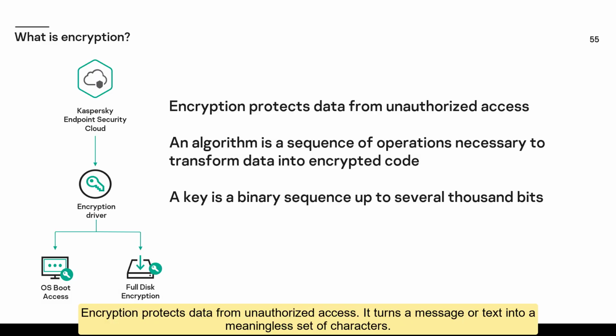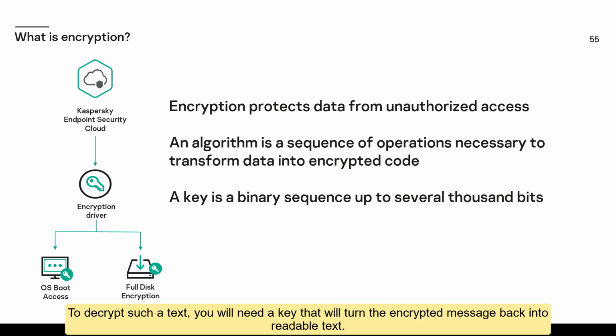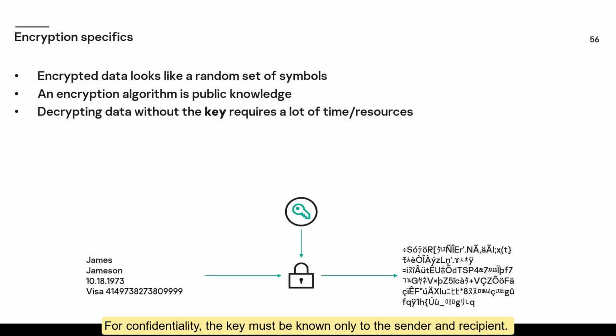Encryption protects data from unauthorized access. It turns a message or text into a meaningless set of characters. To decrypt such a text, you will need a key that will turn the encrypted message back into readable text. For confidentiality, the key must be known only to the sender and recipient.